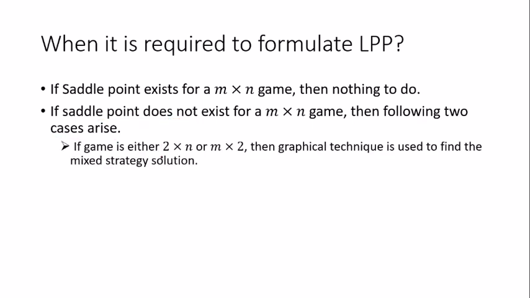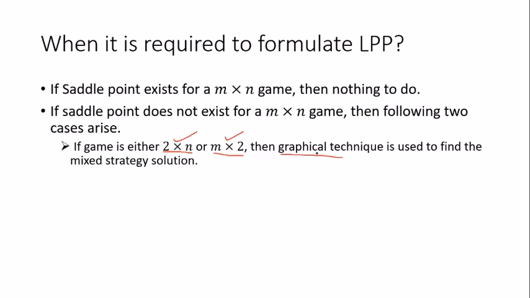The first is, if the game is either 2 cross n or m cross 2, then we can use the graphical technique. We have already talked enough about this graphical technique in the previous lecture, that this is applied on games where either the number of rows of the matrix is exactly 2 or the number of columns of the matrix is 2. In other words, one of the players has exactly two strategies and the other can have any number of strategies, obviously greater than 1. So in that case, we can use the graphical technique.